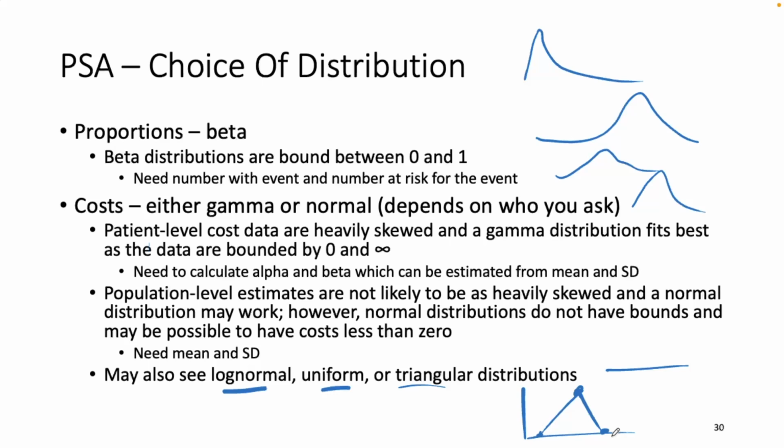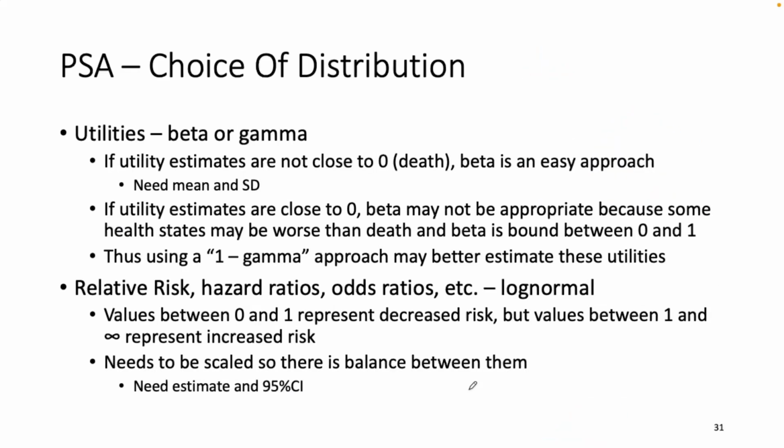The problem with uniform distributions and triangular distributions is they don't occur in the real world. So they're kind of inherently wrong. People use them when they don't have enough data and they're trying to make something up, and they're just easy to program and implement. For utility values, we often use beta or gamma. And when we have treatment effect estimates, so relative risk, hazard ratios, odds ratios, etc., we typically are using log normal distributions.